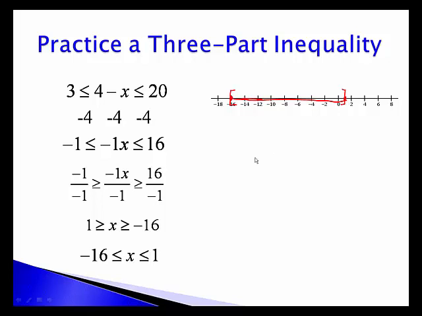Now let's write it in set builder notation. Well, it would be the set of all x's such that, and then once again you just put your answer in, so it would be -16 is less than or equal to x, which is less than or equal to 1. And now we want to write the interval notation. Well, if you look at your number line, you pretty much see it right there. It would be a bracket, -16, comma 1, close bracket. At this point, you should be able to solve a three-part inequality.